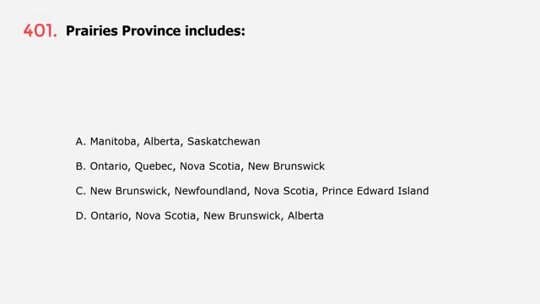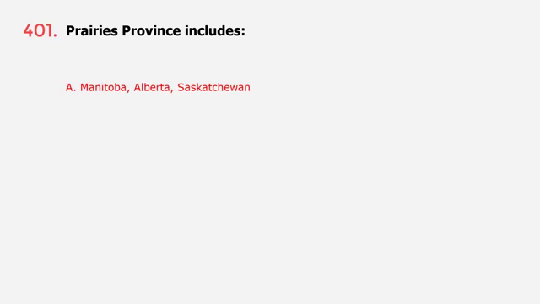Question 401. Prairies Province includes A. Manitoba, Alberta, Saskatchewan. B. Ontario, Quebec, Nova Scotia, New Brunswick. C. New Brunswick, Newfoundland, Nova Scotia, Prince Edward Island. D. Ontario, Nova Scotia, New Brunswick, Alberta. The answer is A. Manitoba, Alberta, Saskatchewan.